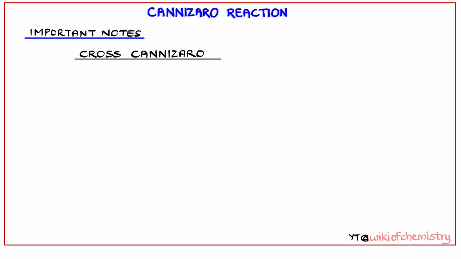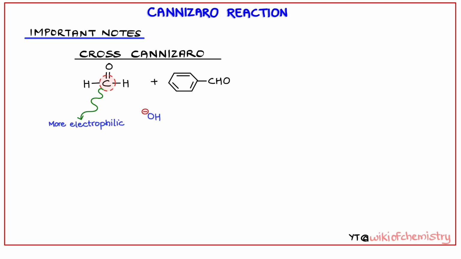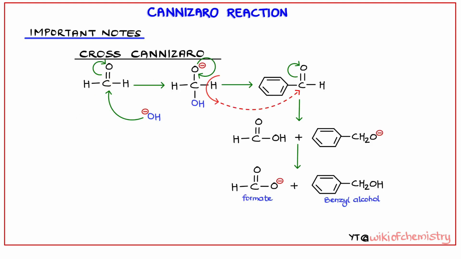Now, let us discuss the case of cross Cannizaro reaction. If the reaction is carried out between two different aldehydes, then the reaction will begin with attack of nucleophile on the one which has more electrophilic carbonyl carbon, in this case the formaldehyde molecule. You can follow the entire steps of mechanism once again at this point for your practice and check if you have arrived at same result as displayed on the screen.